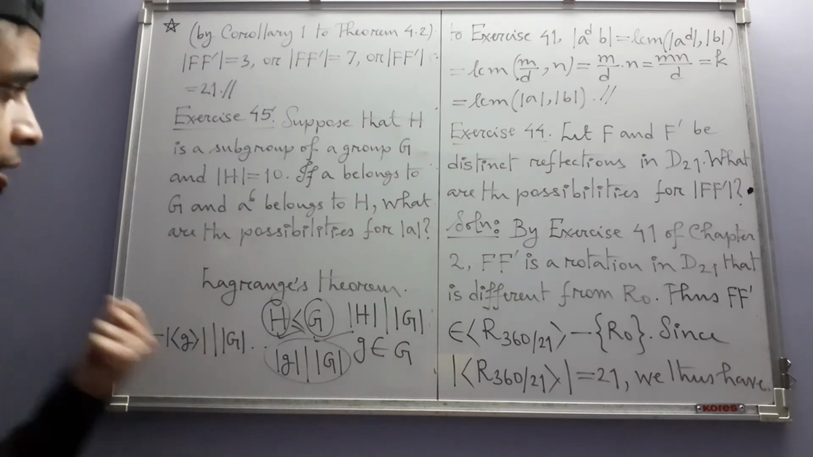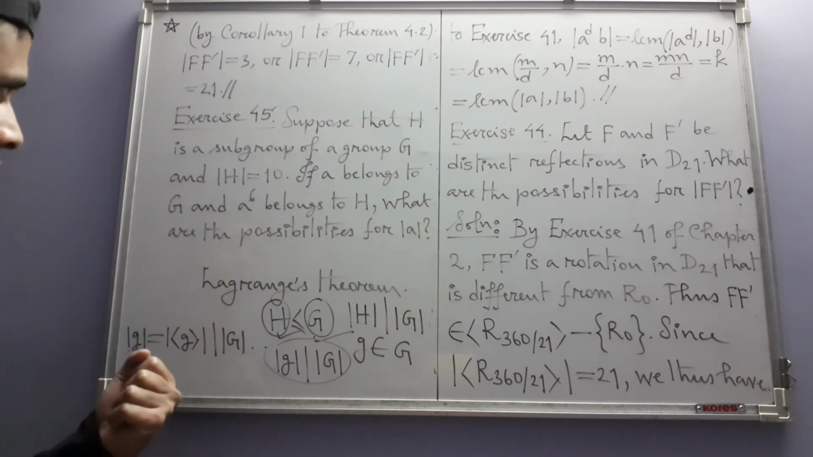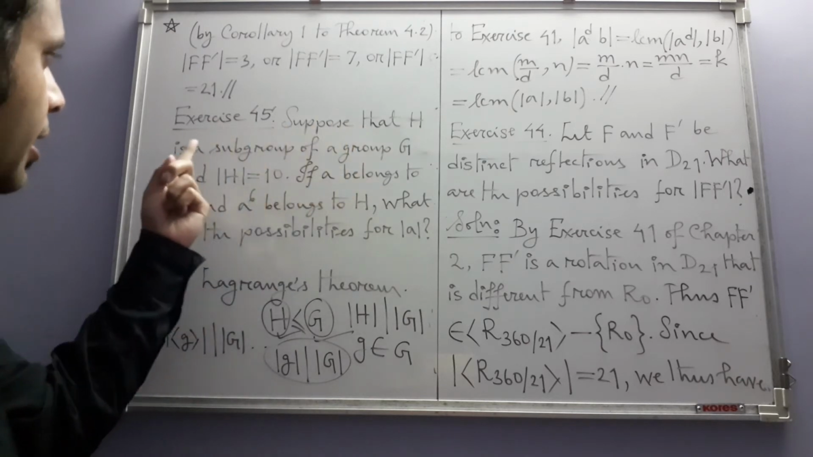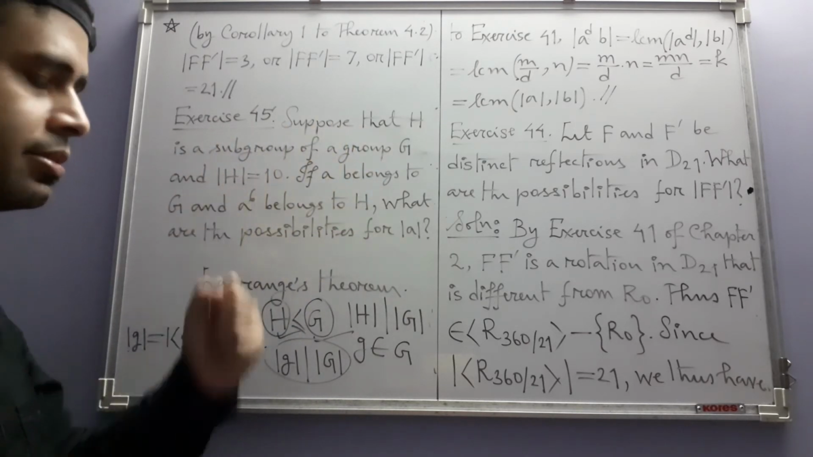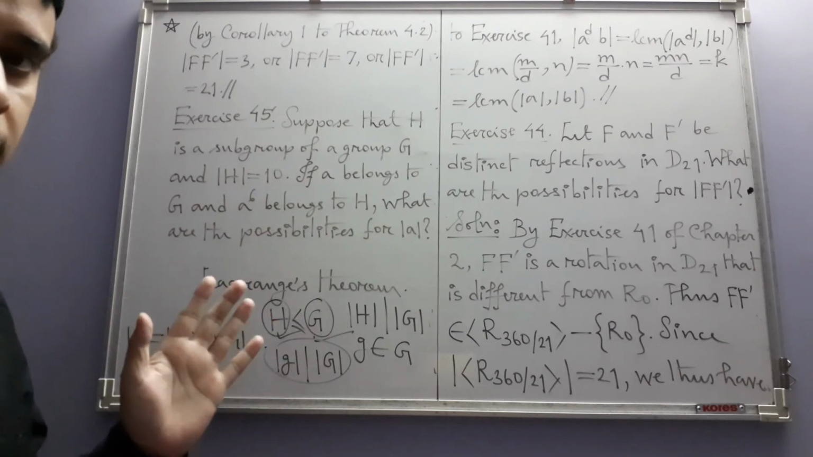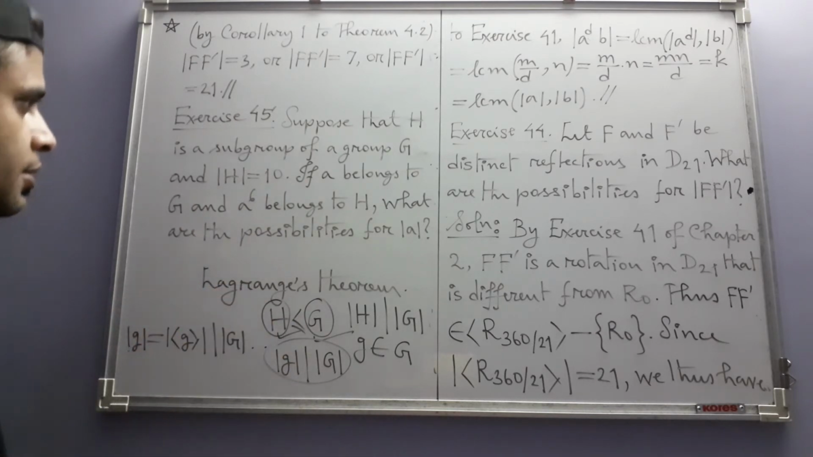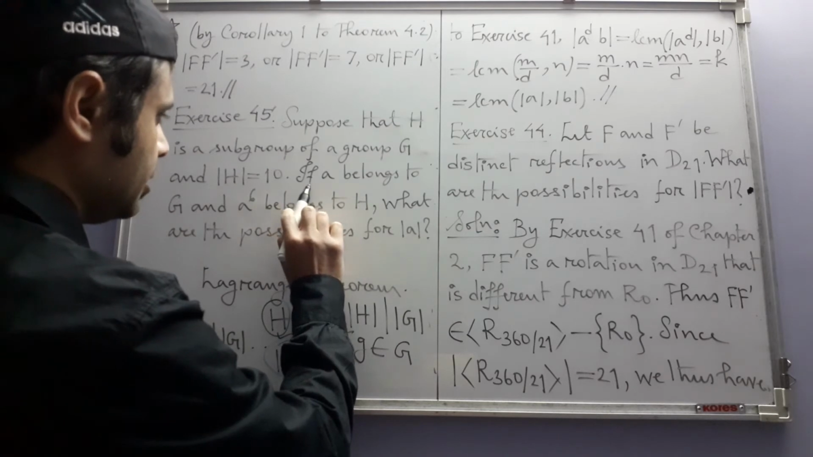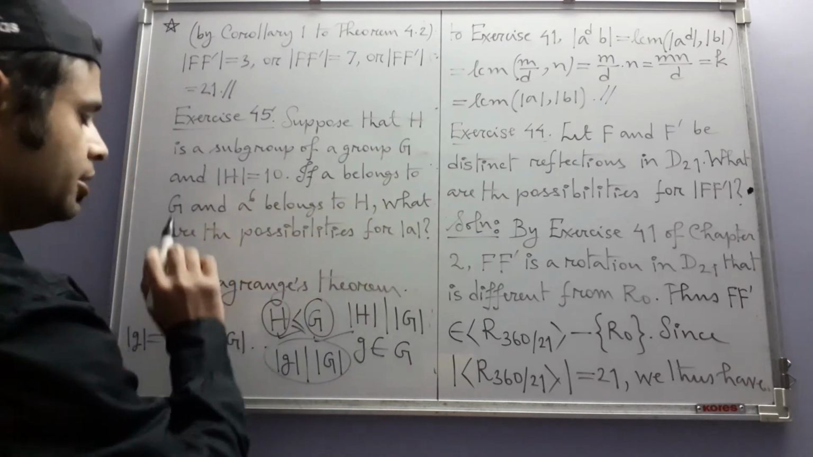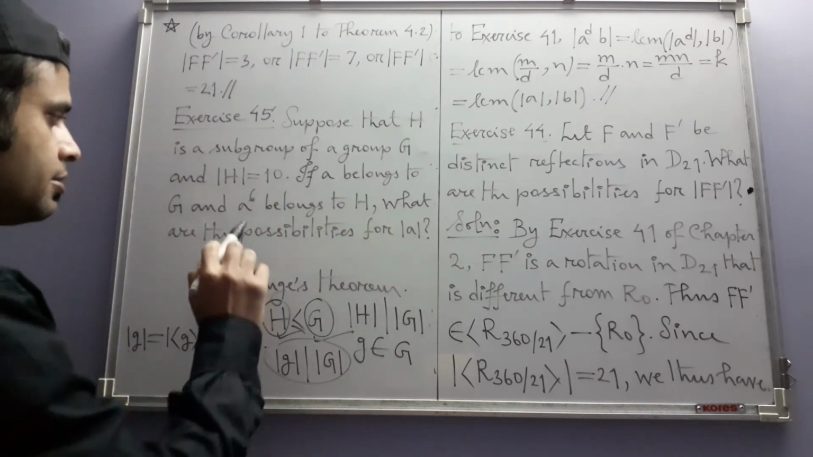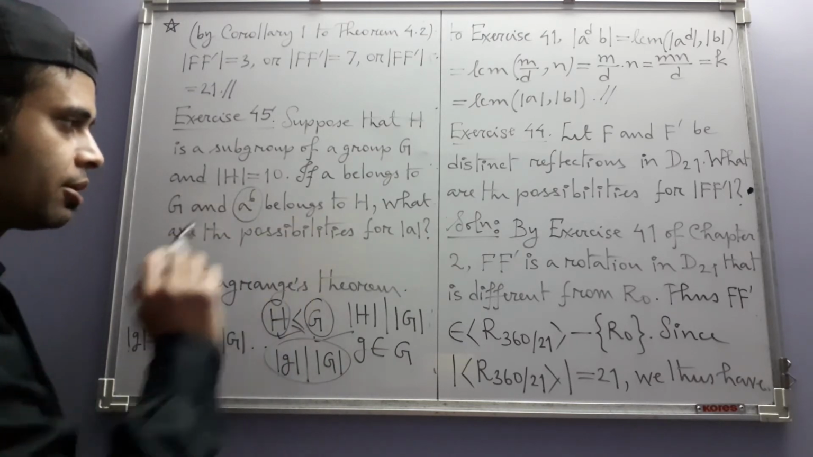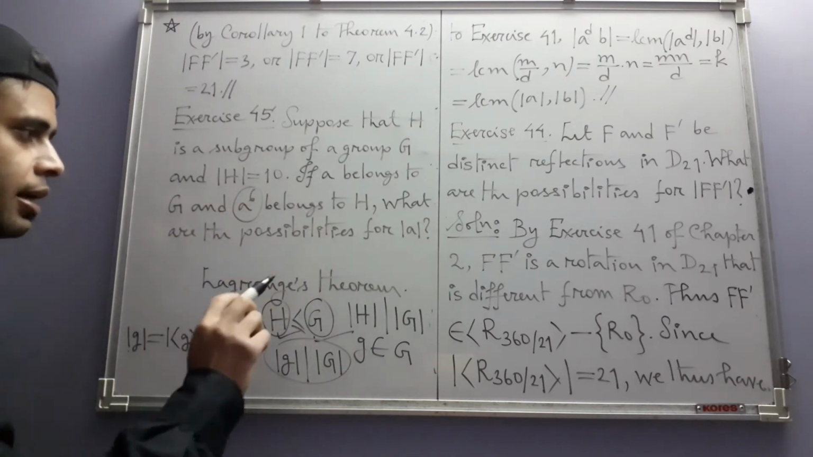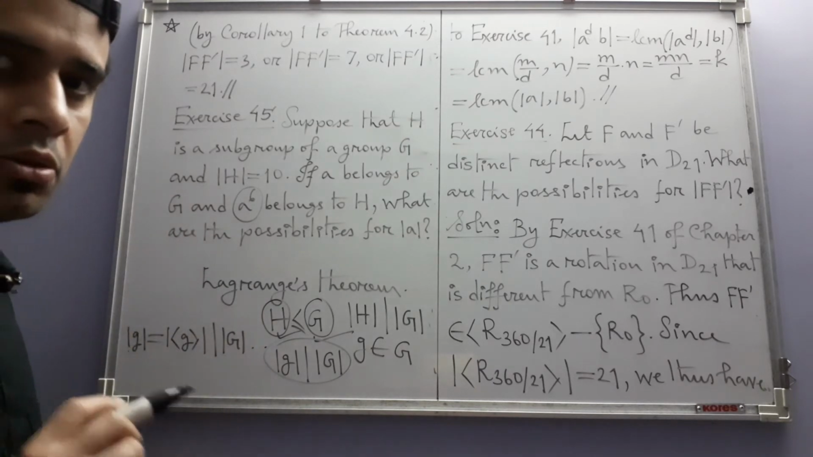Now that is not the case here. You see, H is given to be a subgroup of G and H has order 10. If A belongs to G, A is some element in G such that A to the power 6 belongs to H. What are the possibilities for the order of A?